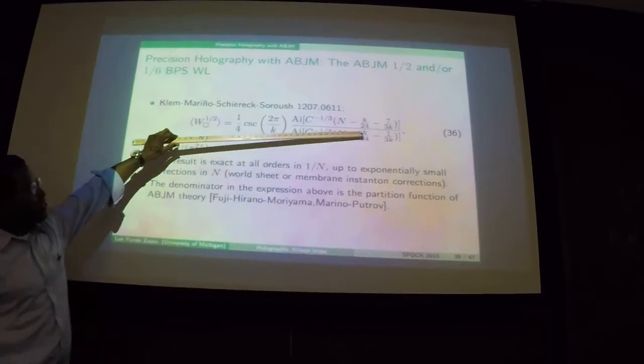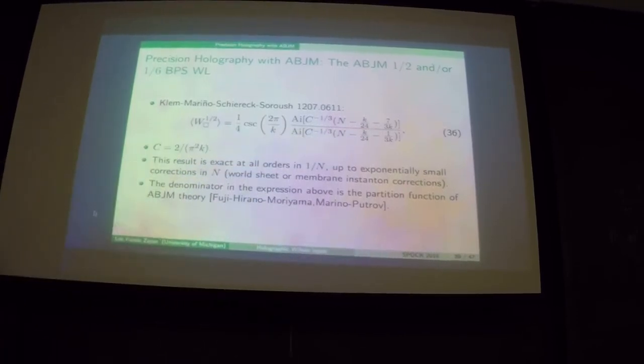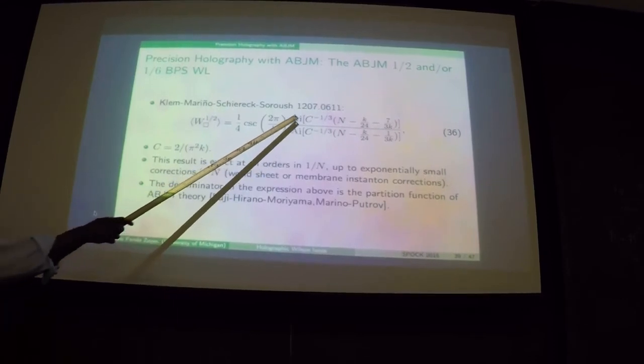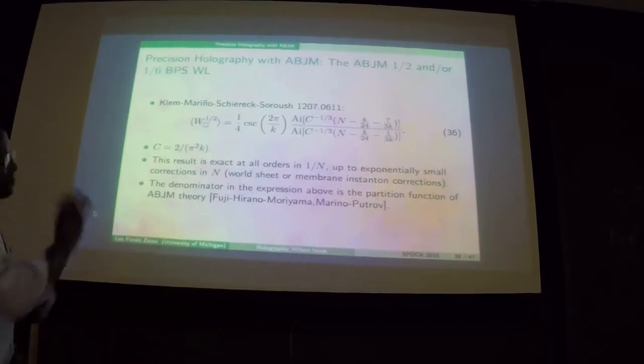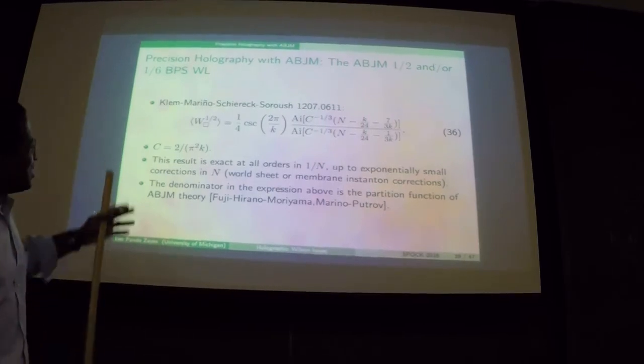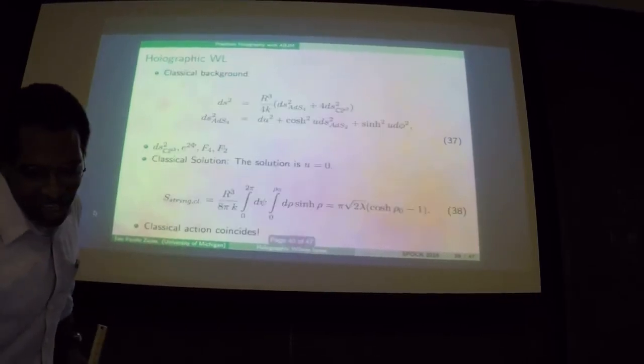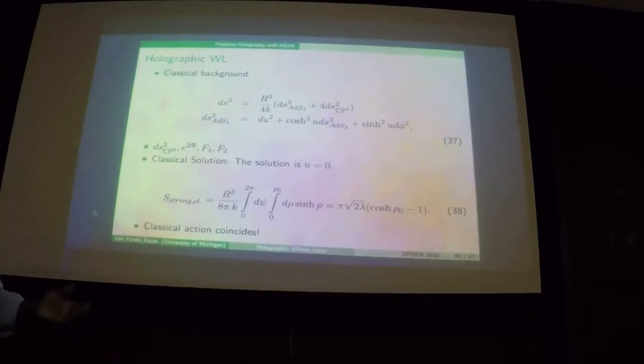The denominator is just the partition function of ABJM, so don't take the denominator too seriously, but the numerator is the expectation value of a half BPS Wilson loop, and this is exact. So a very natural thing is that this would be the analog of the Drukker-Gross-Tseytlin calculation. Again, supersymmetry and localization give you an exact answer, and then you can ask, what is the natural object? The natural object is, of course, a string.